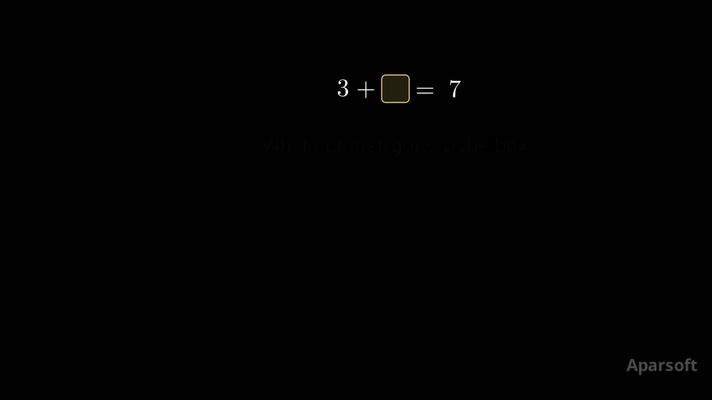You have actually used variables before, you just did not know it. When you see an empty box like this, your brain already knows something goes in there. What number plus 3 equals 7? Take a moment to think about it. Yes, it is 4. 3 plus 4 equals 7. The box was a placeholder for a number we did not know yet.